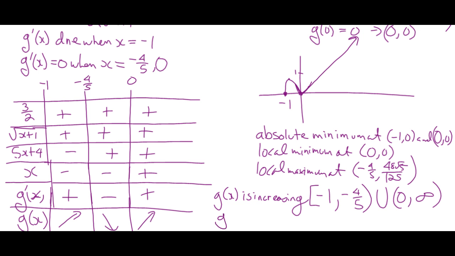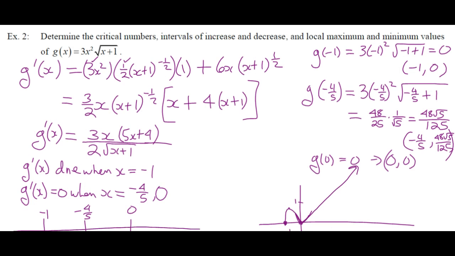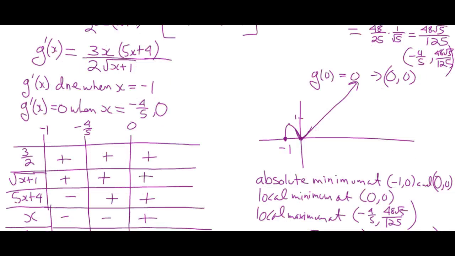And g of x is decreasing from negative 4/5 to 0. Alright, so I should make sure we answered. So determine the critical numbers, check. Intervals of increase and decrease, check. Local max and min, check.